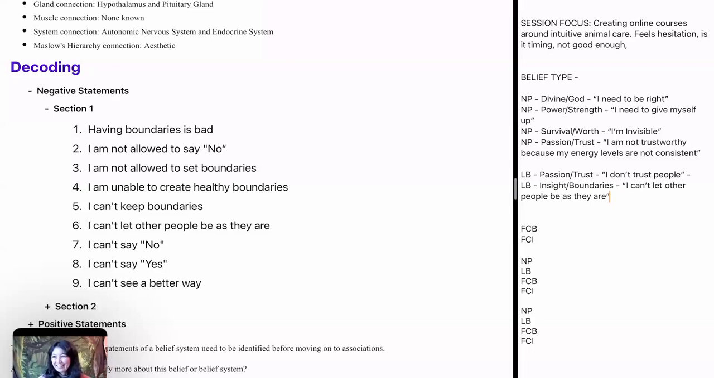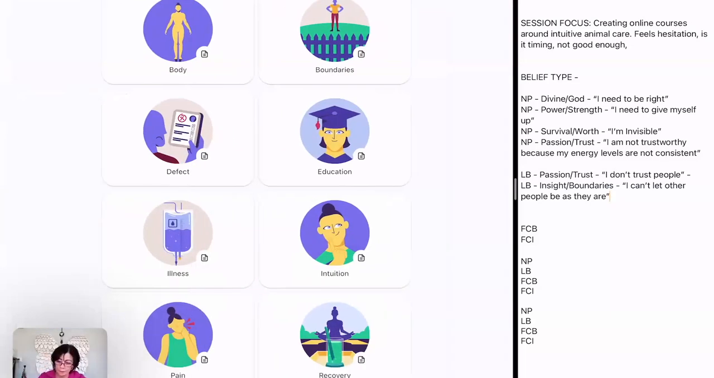I don't know. Let's see if there's another one. But maybe the faulty core belief, or if there's a faulty core identity, might lead to that thing with the trust. Yeah. They are. All right. So let's just see if there's, because there might not be, but there could be another limiting belief. So for this system, is there another limiting belief? Yeah, there is. Okay. So let's go back to the beginning. Let's put another one in here.